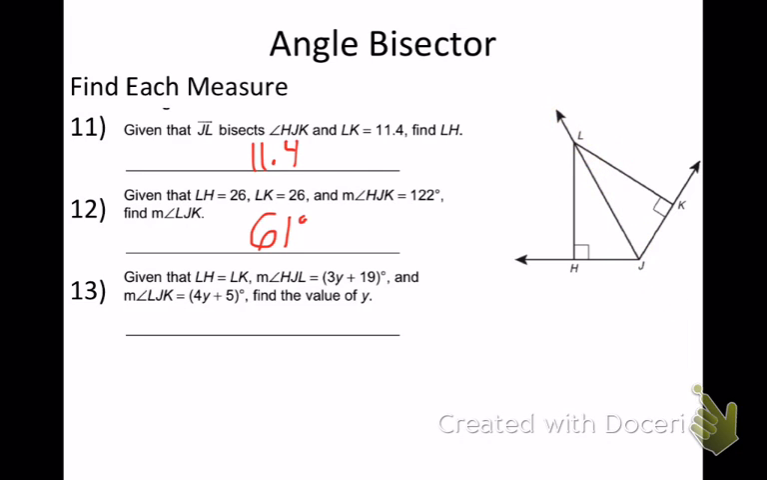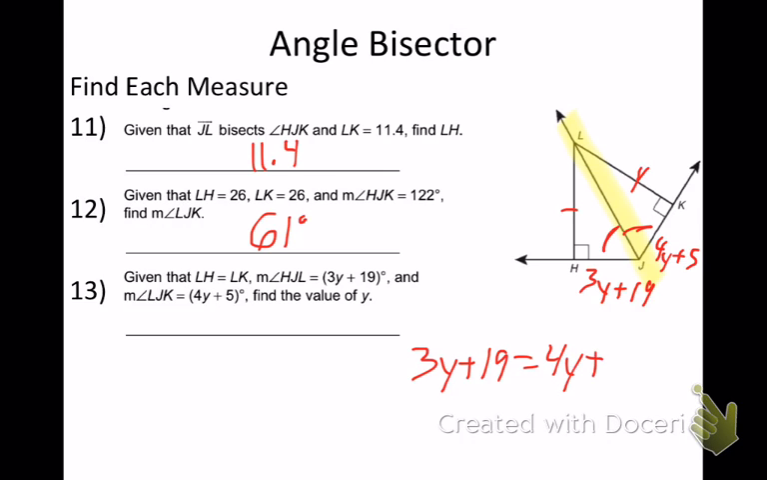And the very last one says, given that LH equals LK. Those are congruent. So because those are congruent, what do I know about this line down the middle? Angle bisector. Great. It says HJL is 3y plus 19 and LJK is 4y plus 5. Katie, how would I solve that? I set them equal to each other. So 3y plus 19 equals 4y plus 5. Great. When we do that, you get y equals what, Katie? 14. Nice job. Good work.